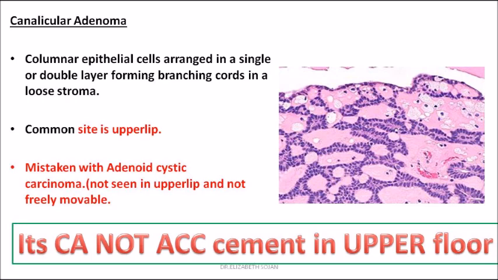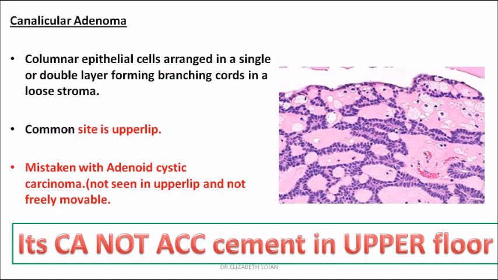In canalicular adenoma, what you can see is small canals. Columnar epithelial cells are arranged in a single or double layer, forming small branching cords, similar to small canals. The common site for canalicular adenoma is the upper lip, and it is often mistaken for adenoid cystic carcinoma, a malignant salivary gland tumor. This canalicular adenoma is a benign tumor.